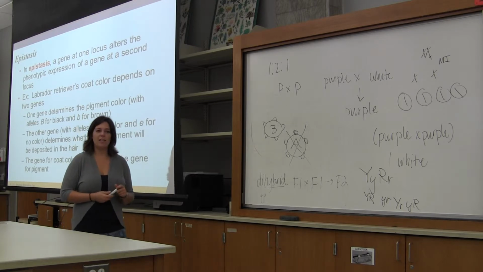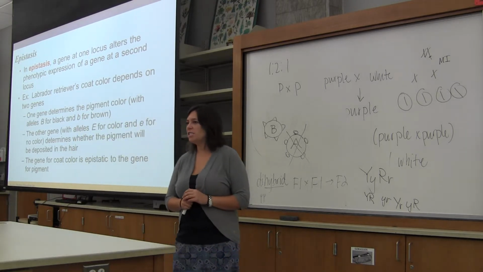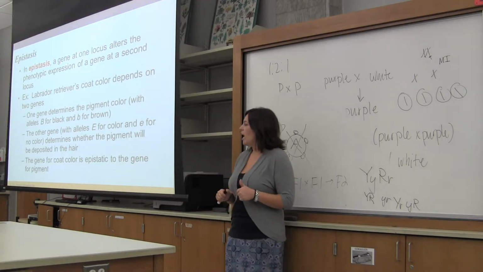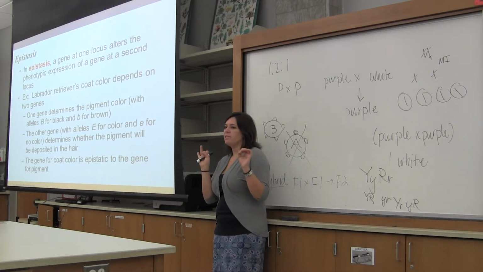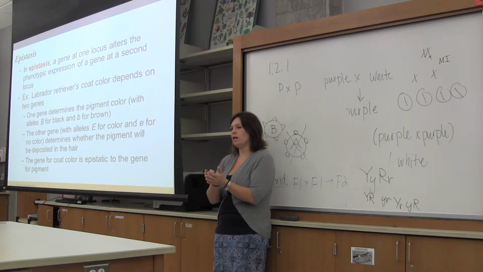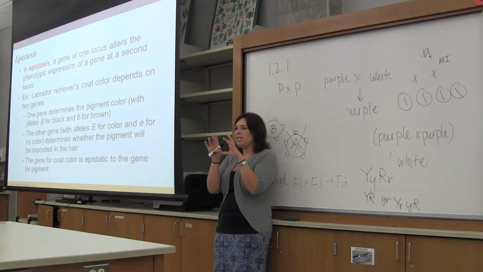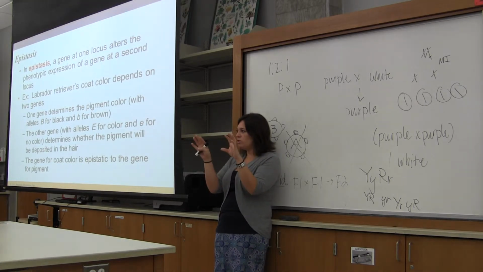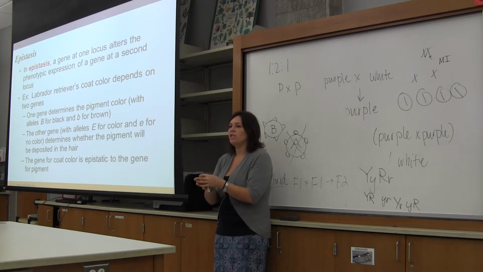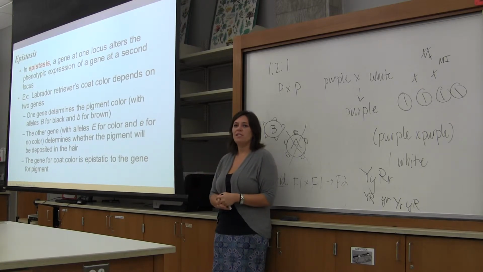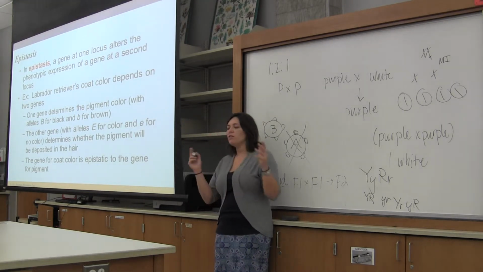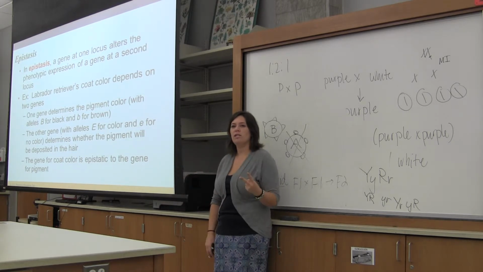Another kind of non-Mendelian type of genetics is called epistasis. And what epistasis is, is when you have two different genes that are both controlling a phenotype. But one of those genes is going to be more dominant than the other. But nonetheless, you still have two different genes contributing to a phenotype. And so one example of this is Labrador retrievers. Y'all have seen black labs and chocolate labs and yellow labs. Well, the color of a lab is determined by two different genes.